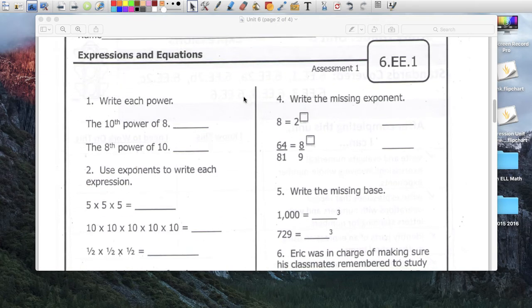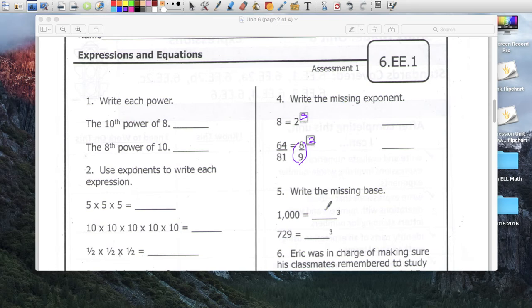Write the missing exponent. 8 is equal to 2 to the third power, because it's 2 times 2 times 2, which is 8. And I'd rather you put parentheses over here like this, and that would be to the second power, because 8 times 8 is 64, and 9 times 9 is 81.